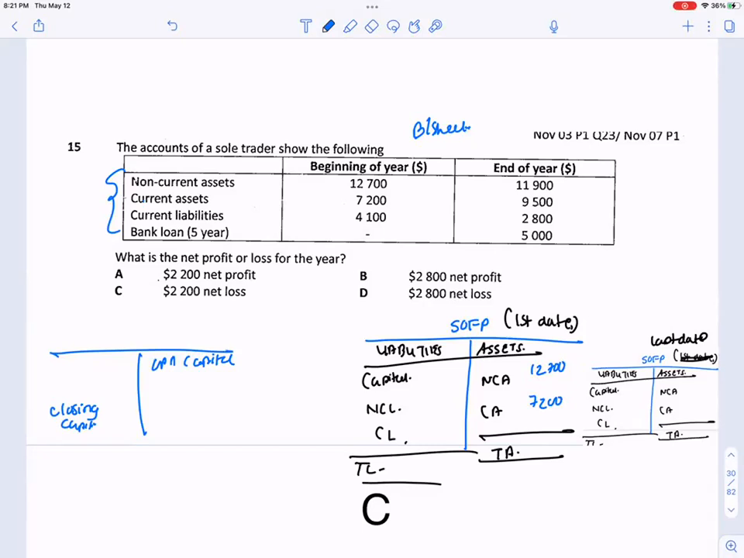19,900 is the total asset. So you have to subtract 4,100. Current liabilities is 4,100. What is the opening capital? 15,800.